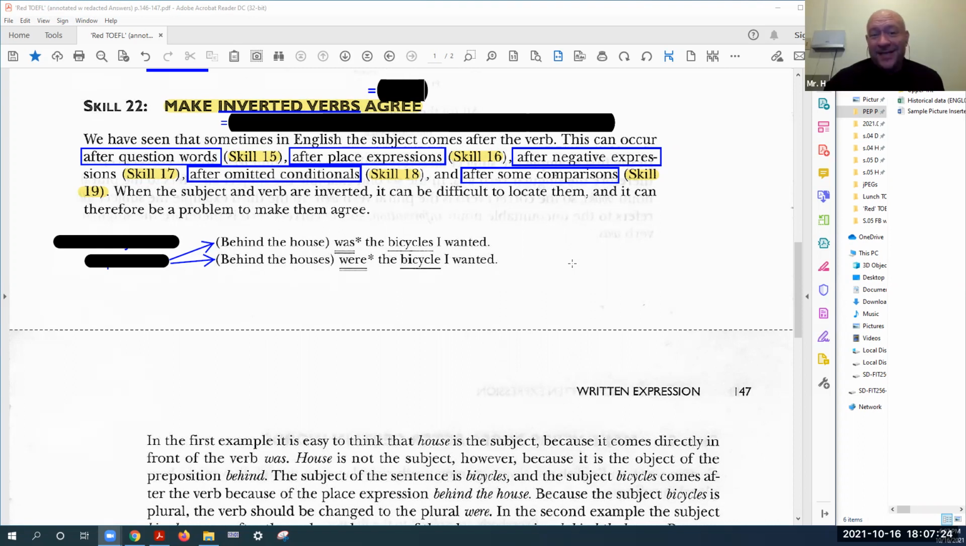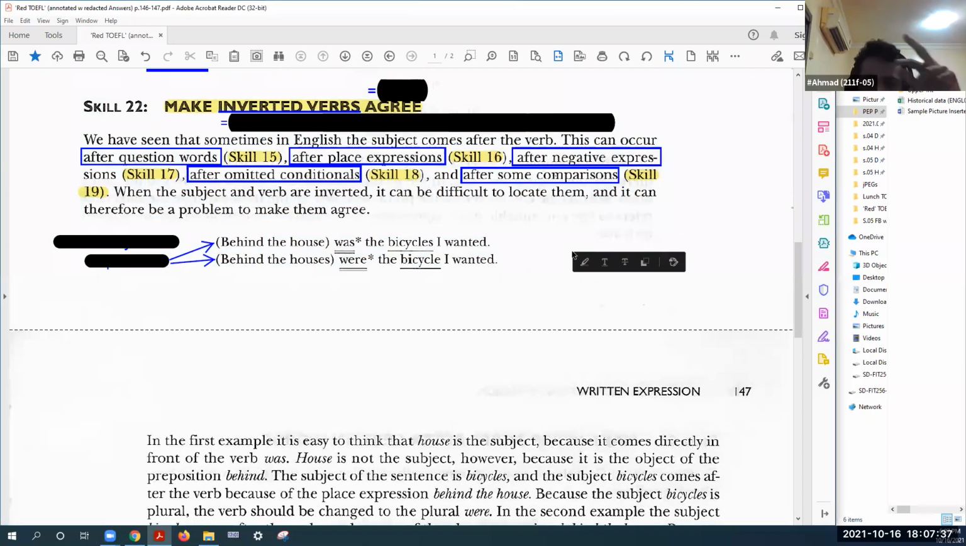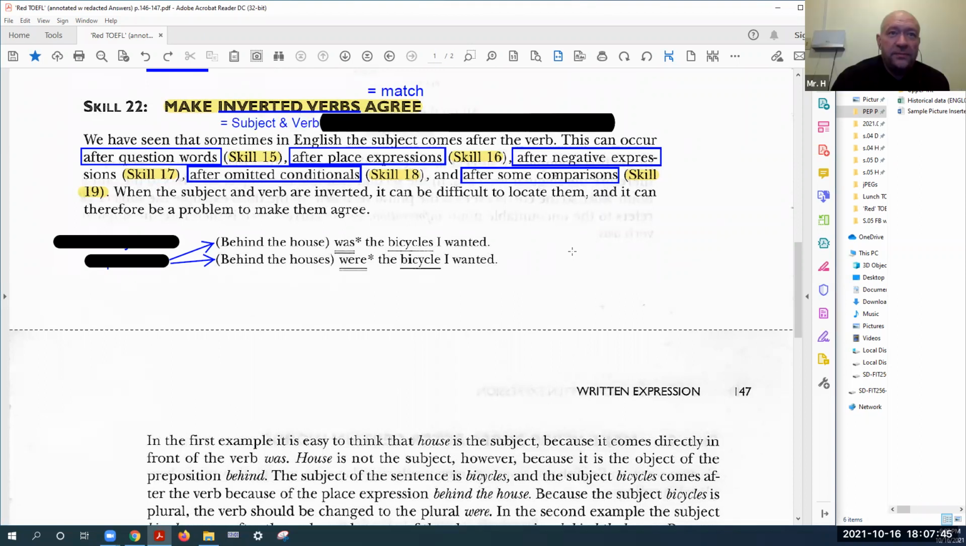Exactly. But in skill 22, there's an extra step you have to look at. Inverted verbs. What does that mean? Make a verb after before subject. Switch it. So the subject and verb in reverse order, right? So what comes first? The verb. The verb comes before the subject. All right. Good.